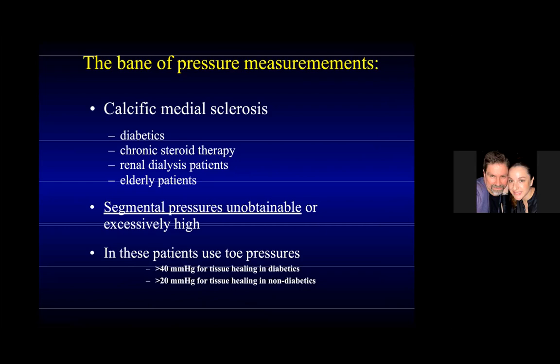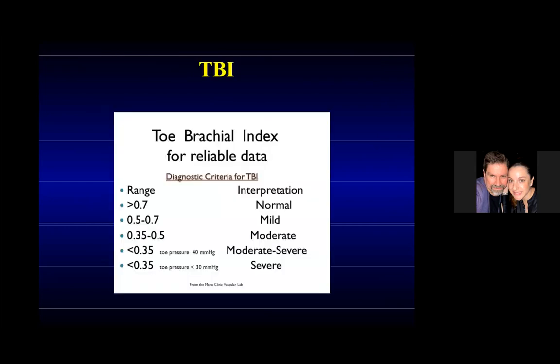Don't worry about that. You know, when you look at a toe brachial pressure, if the toe brachial pressure is greater than 0.7, it's normal. If it's less than 0.7, when you do the ratio, the toe brachial index, you know, you take the pressure of the toe divided by the pressure of the brachial artery, and that's going to give you that reading. Okay, here we go. Toe brachial index for reliable data.